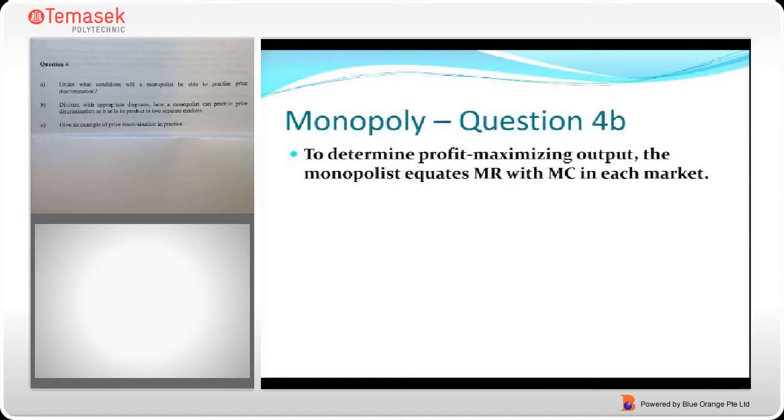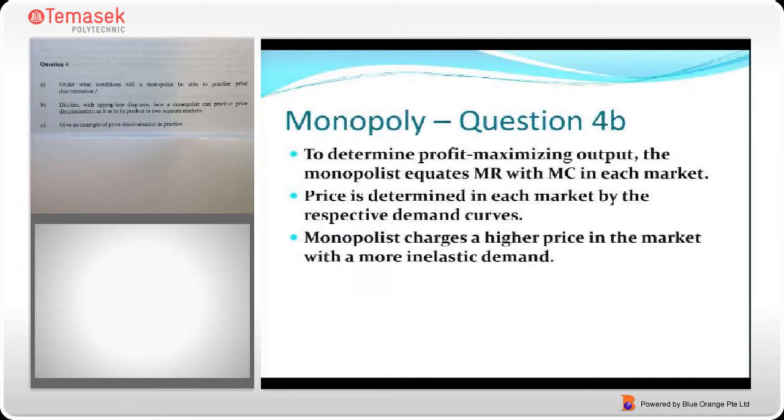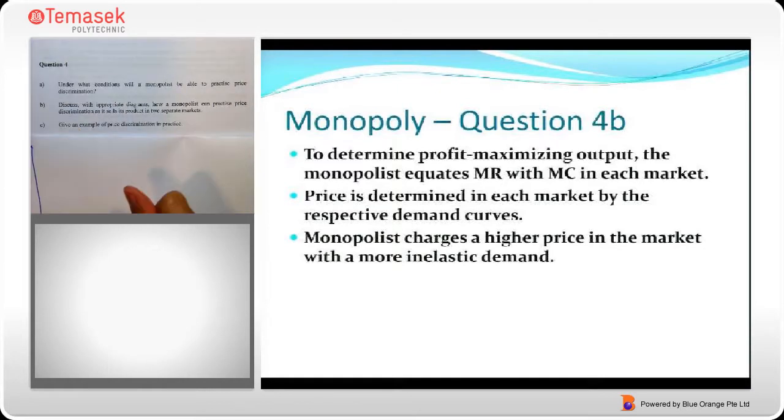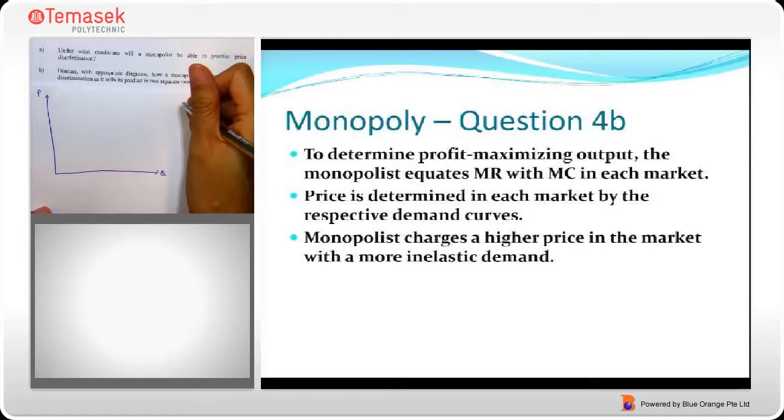So we describe the process of how we do this. Firms first determine profit maximizing output where MR equals MC, and then it will determine price from the demand curve of the two different markets. And we come to the conclusion that the monopolist charges a higher price in the market with a more inelastic demand. We are being asked to show with appropriate diagrams as well. So to draw our diagrams, we need to draw two diagrams side by side. Please do not draw one on top of the other in your exams.